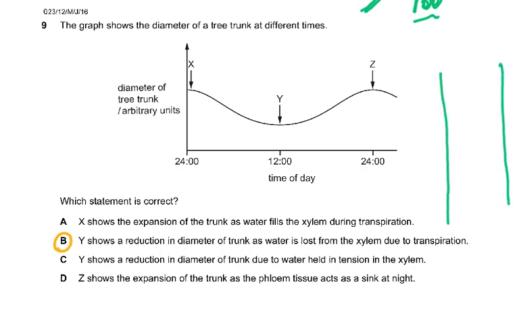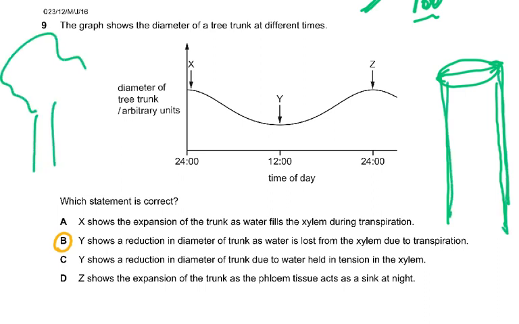Diameter of a tree trunk. This is the diameter. So this would be the diameter from here to here of a tree trunk. So we have a tree, and this is the tree trunk, and we're talking of the diameter of the tree trunk. And this is arbitrary units, and the timing is 2400 hours, then 1200 time of the day, and then 2400.